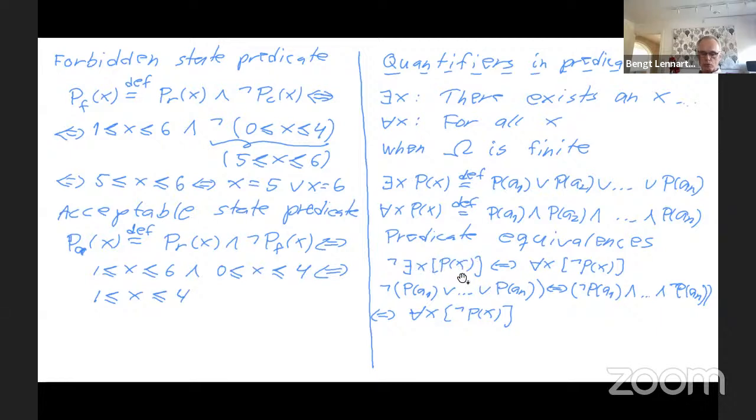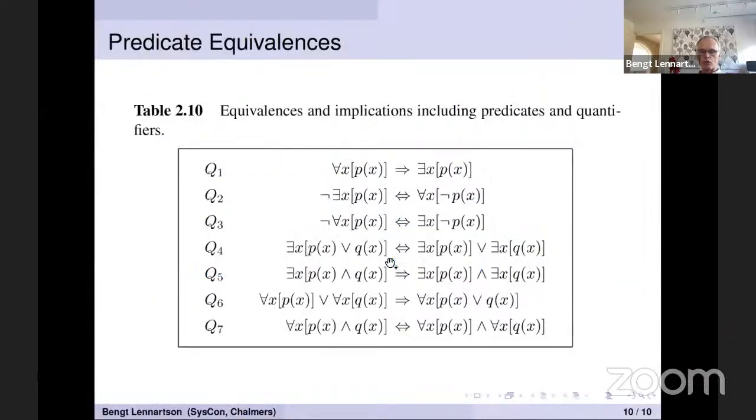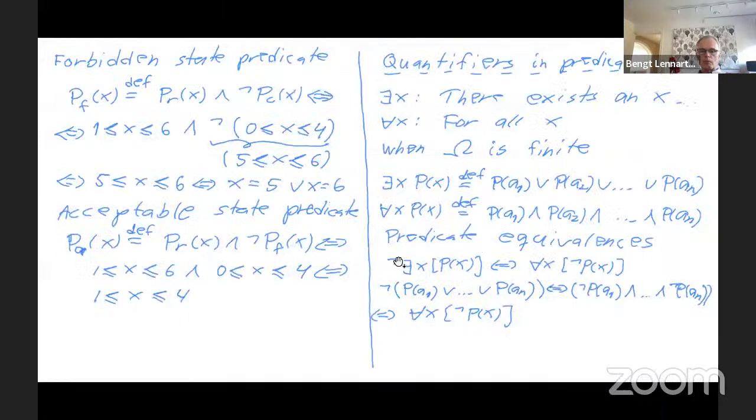for which this is true. Because if we skip the negation first, the first statement says that there exists at least one x for which P of x is true. But if you take the negation of that, it means that there does not exist any x such that P of x is true. And that means that for all x, not P of x is true. This could even be considered as an axiom, if you like, and based on that, you can develop further rules.